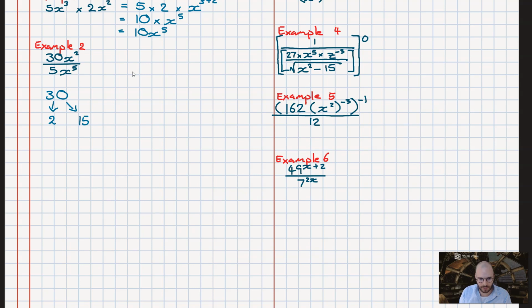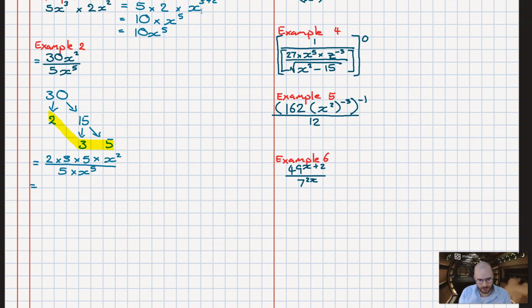Now 15 is still a composite, so I ask, can 15 be divided by 2? And of course the answer is no. But 15 itself can be divided by 3. So we'll divide it by 3 and that will yield a result of 5. So what we find is that the factors of 30 are 2, 3, and 5. So I'll write that out like so.